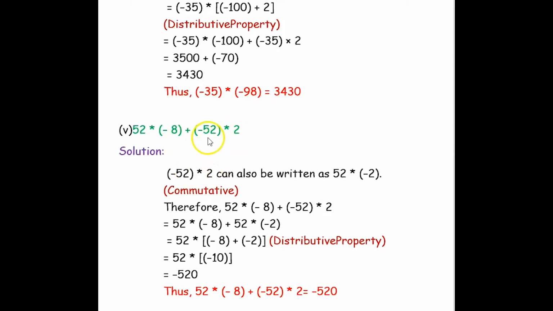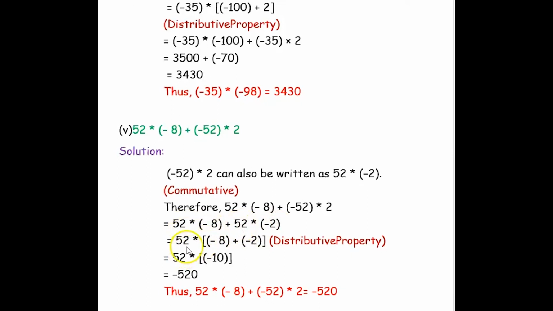Next example, 52 into negative 8 plus negative 52 into 2. Now I am considering this part. Negative 52 into 2 can be written as 52 into negative 2, by using commutative property. Therefore, 52 into negative 8 plus negative 52 into 2 can be rewritten as 52 into negative 8 plus 52 into negative 2.